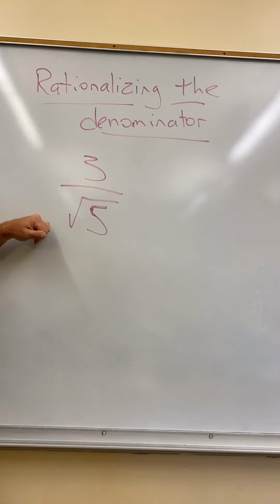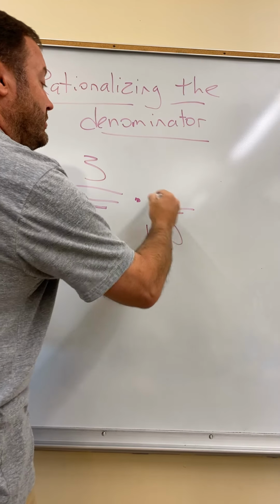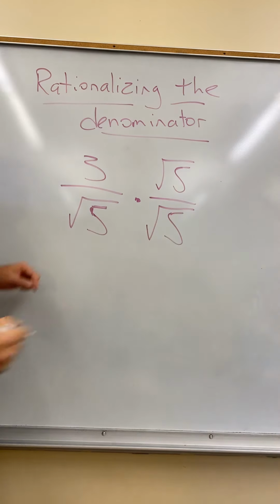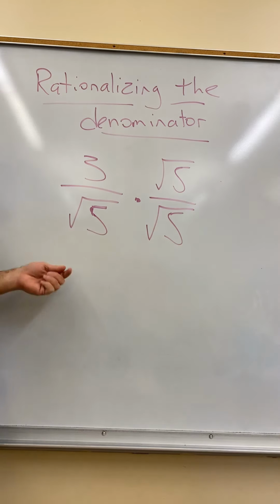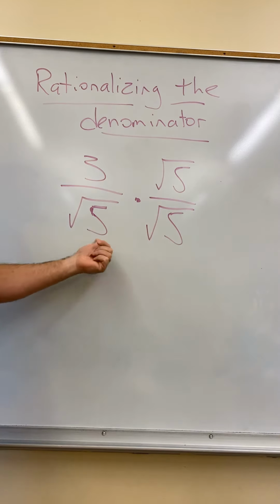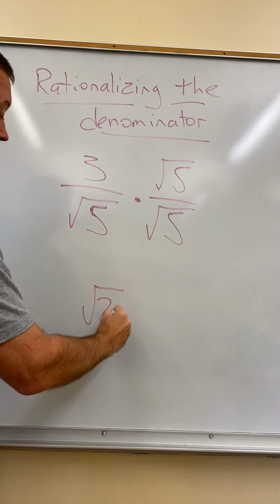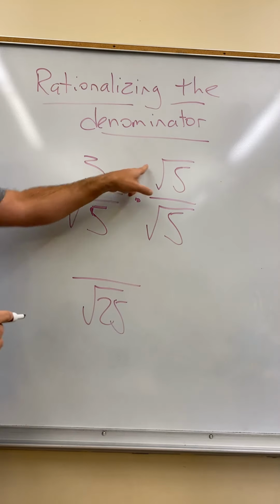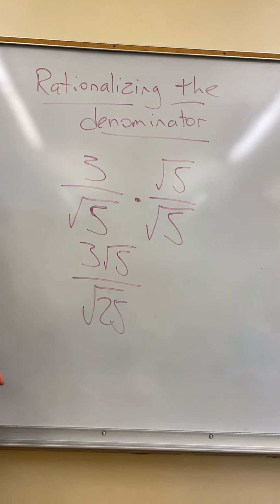So to get rid of a square root in a denominator, you're going to multiply the top and bottom of both by whatever the denominator is. So it's square root of 5, so we're going to multiply top and bottom by square root of 5. Square root of 5 times square root of 5. What is 5 times 5? Gives you the square root of 25. What is 3 times the square root of 5? You just get 3 square roots of 5.